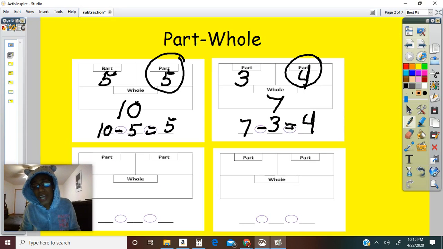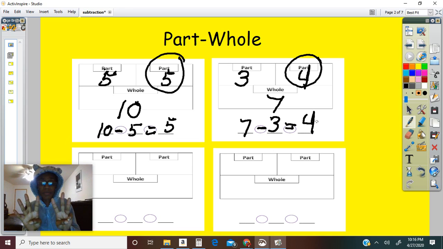So our subtraction number sentence looks like this. 7 minus 3 equals 4. Now remember, we can double check our part whole strategy by using addition. If we have a part of 3 and another part of 4, will we make a whole of 7? Let's count and see.